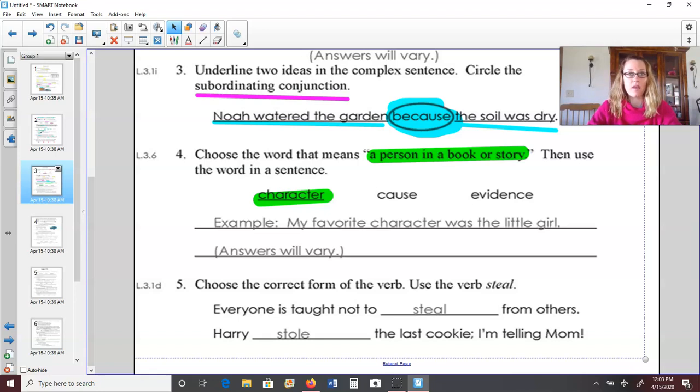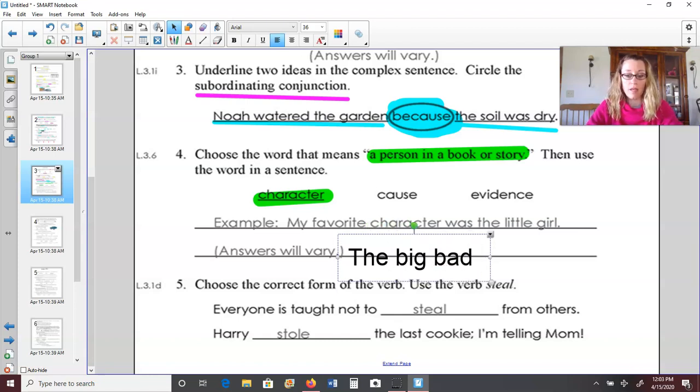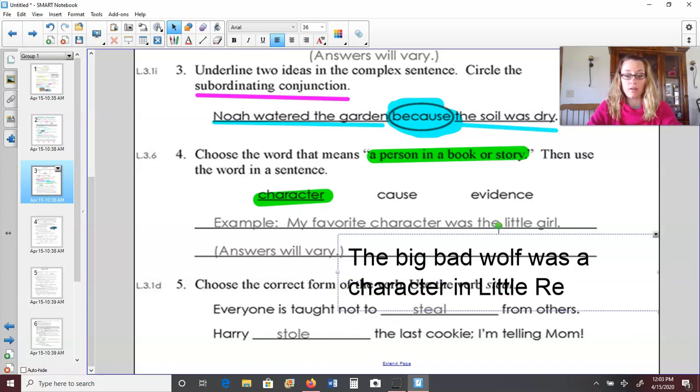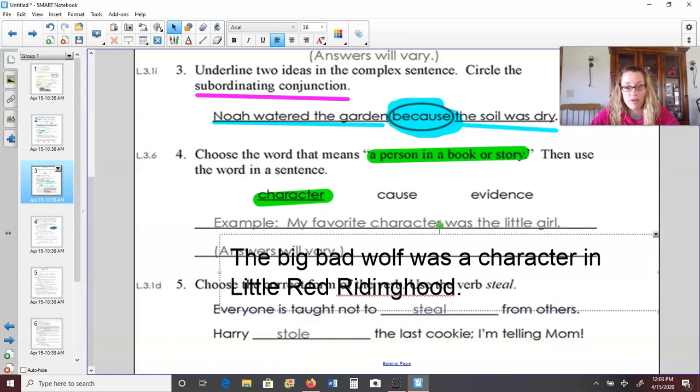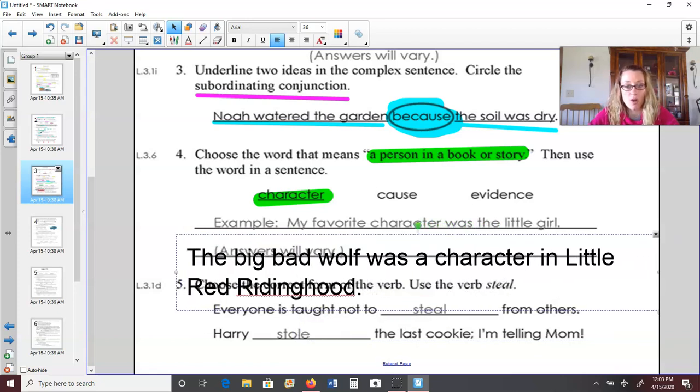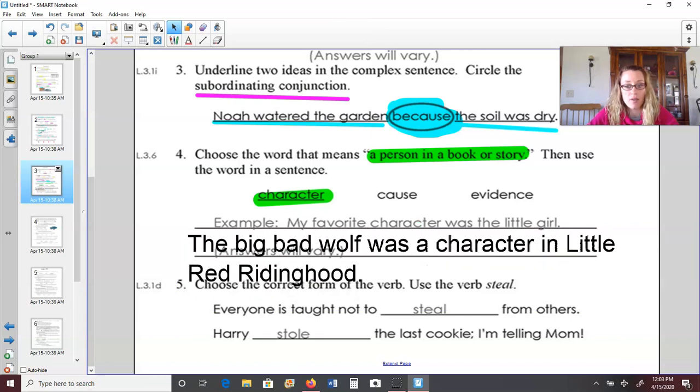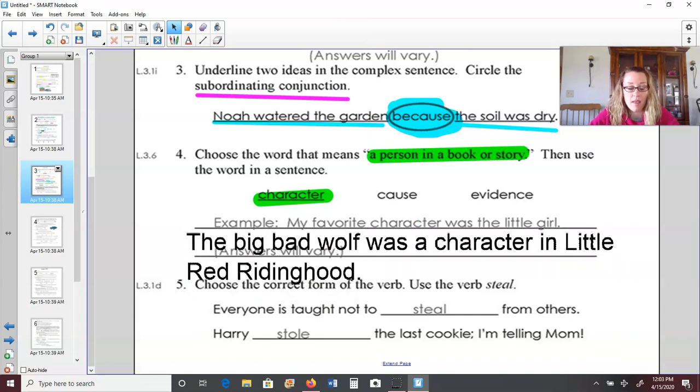So let me think. Let's see. The big bad wolf was a character in Little Red Riding Hood. Okay, so I don't know, think of maybe your favorite story or a show or a movie that you like to watch, and you can add a sentence about a character from that. The big bad wolf was a character in Little Red Riding Hood.